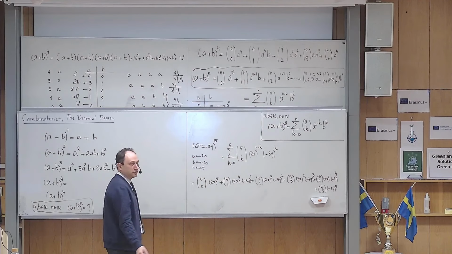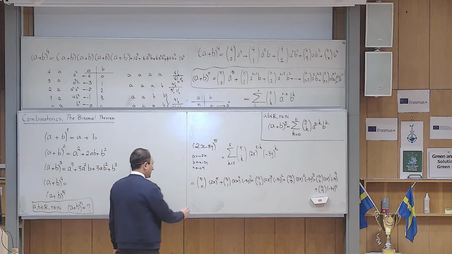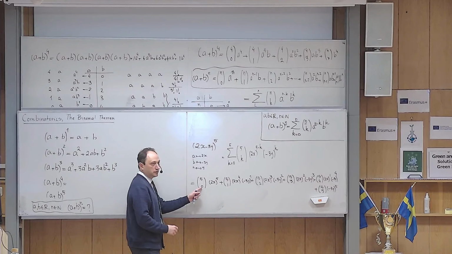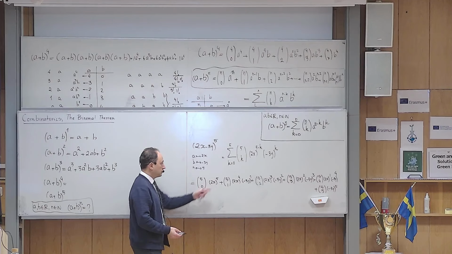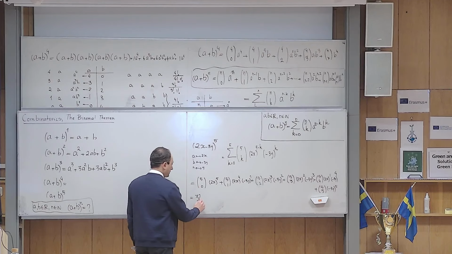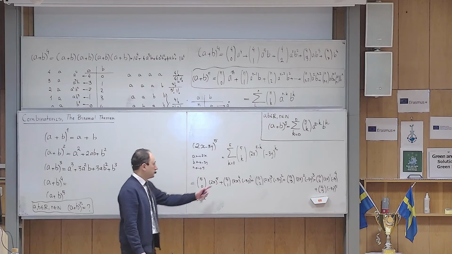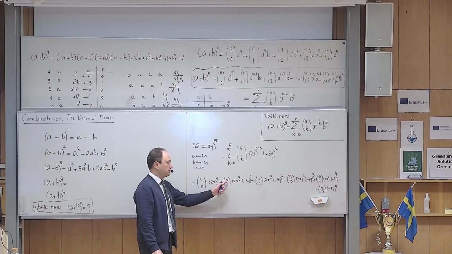Okay, so we have to calculate if you want to finalize everything. But do you remember what is 5 choose 0 for any n? It is 1. And then 2x to the power 5 becomes 32x to the power of 5. So what is 5 choose 1? I have 5 students, I want to choose one of them, so it's 5.